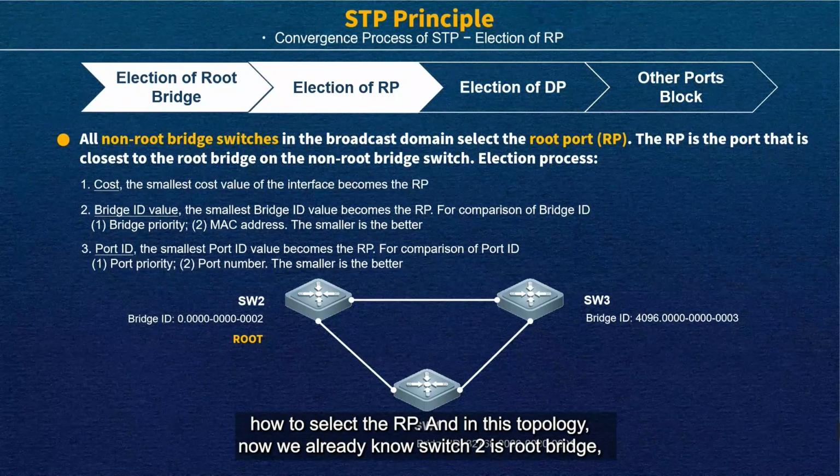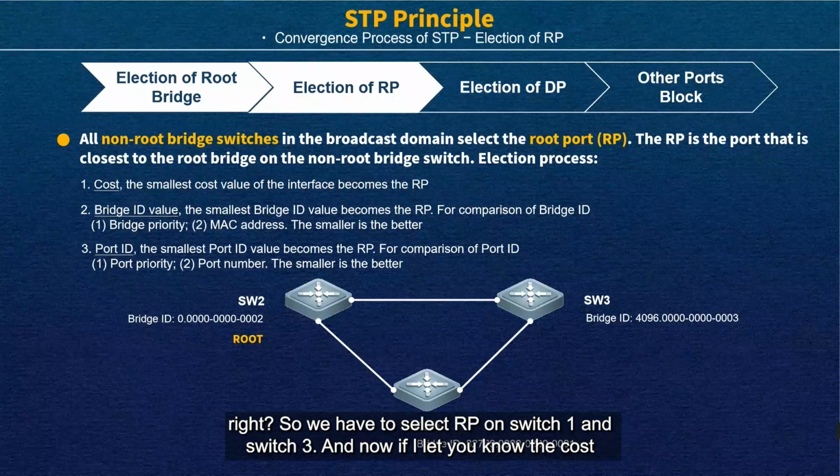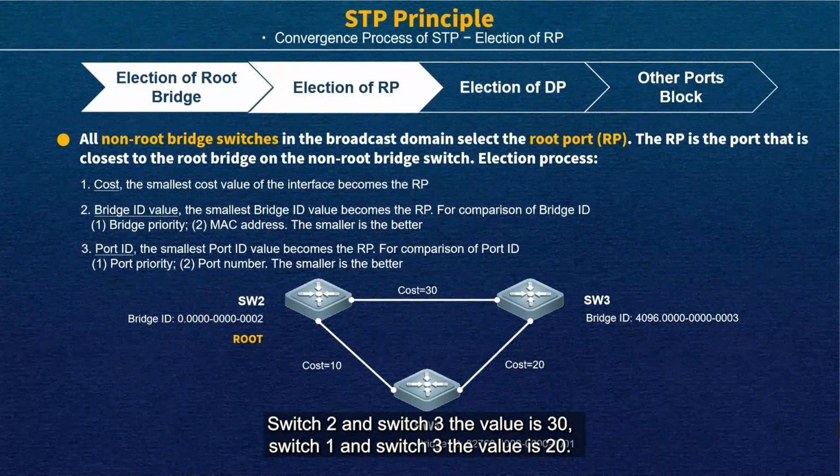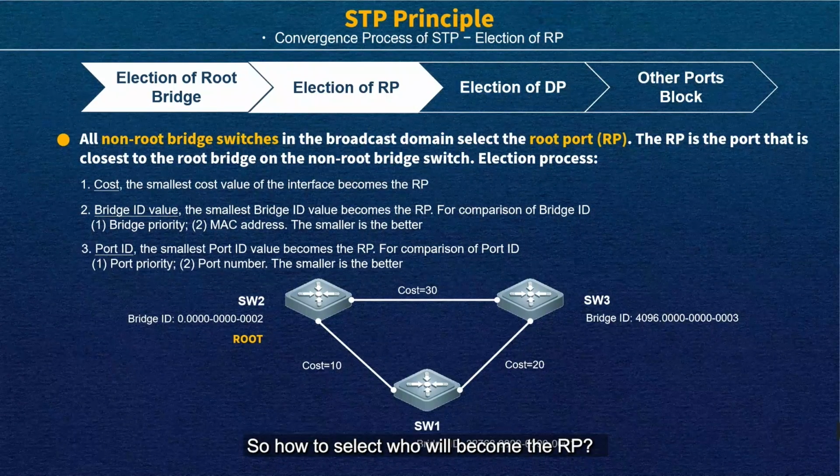And in this topology, now we already know switch 2 is root bridge, right? So we have to select RP on switch 1 and switch 3. And now if I let you know the cost value of each link, about switch 2 and switch 1, the cost value is 10, 2 and 3 the value is 30, 1 and 3 the value is 20. So how to select who will become the RP?